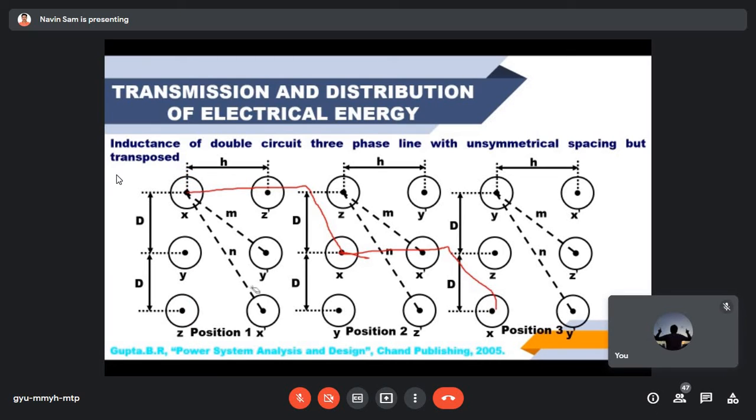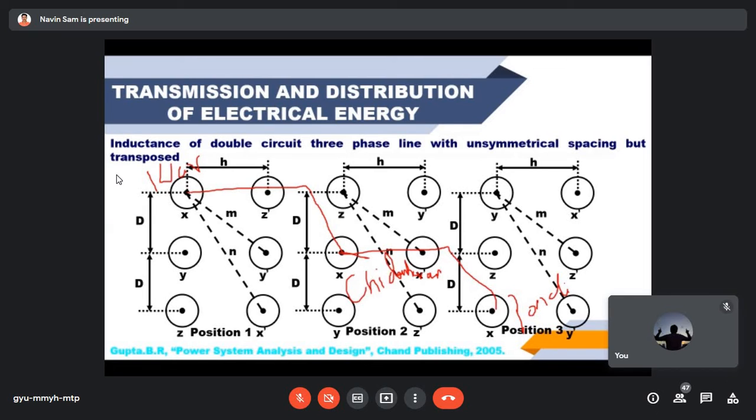For example, from Karaikal to Pondicherry, one transmission line is there. Let me assume this is Karaikal, and this is Pondi. The transmission line is transposed at regular intervals. At Karaikal it takes some position, then in between it takes one more position, which may be considered as Chidambaram. So at Chidambaram, the line is transposed. Got my point?